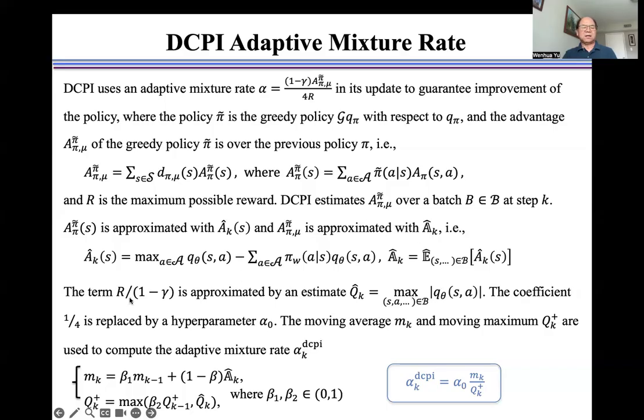The term R over 1 minus gamma is approximated by the estimate Q k caret. The coefficient 1 over 4 is replaced by a hyperparameter alpha 0. The moving average M k and the moving maximum Q k plus are used to compute the adaptive mixture rate as shown here. This is the mixture rate alpha.